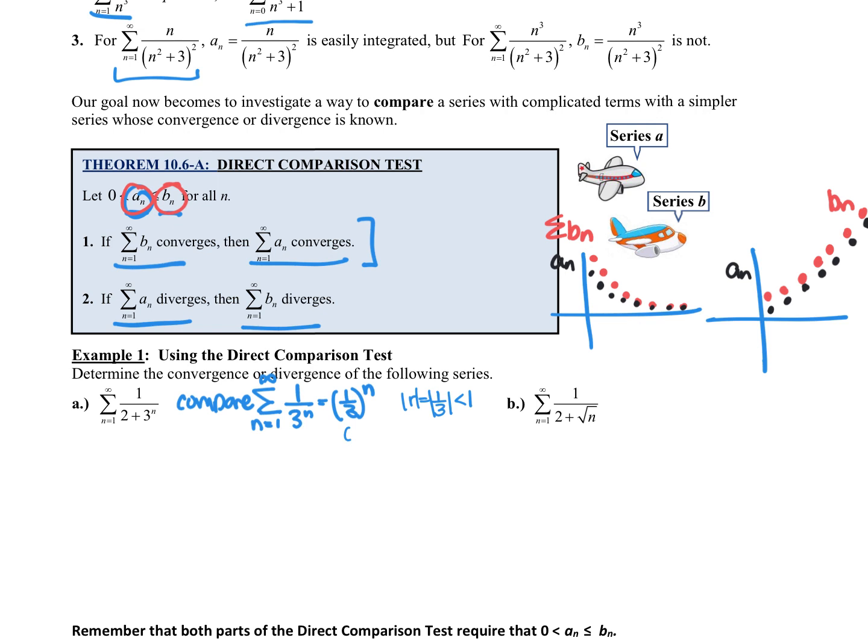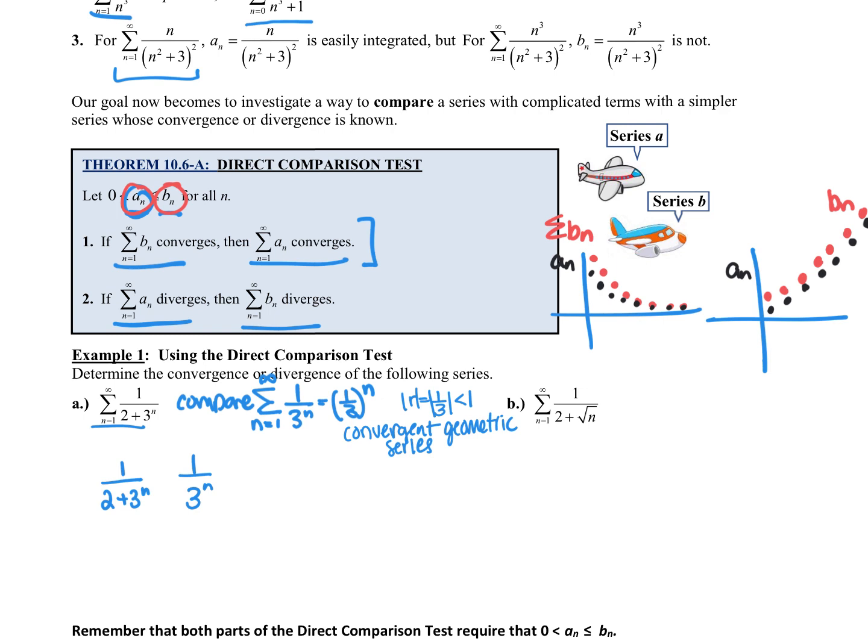So this is a convergent geometric series. So we would assume that this guy would probably also be convergent because it probably behaves a little bit similar, even though it just has a +2 in the bottom. But we need to show that from the direct comparison test. And the convenient thing about 1 over 2 plus 3 to the n and 1 over 3 to the n is that it's very easy to see which one of these will always be bigger no matter what n is.